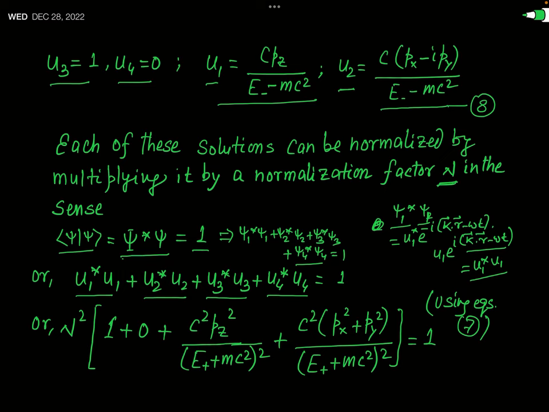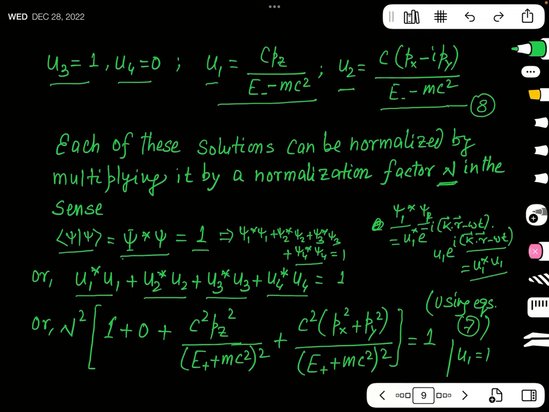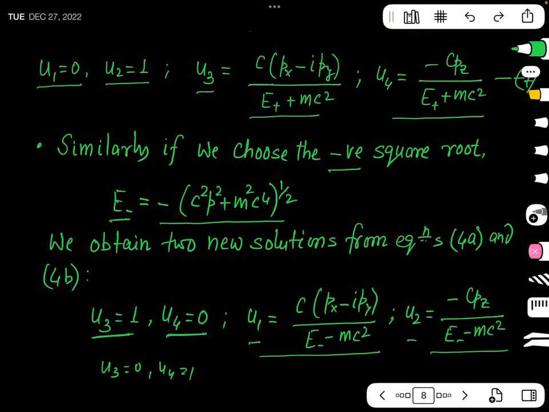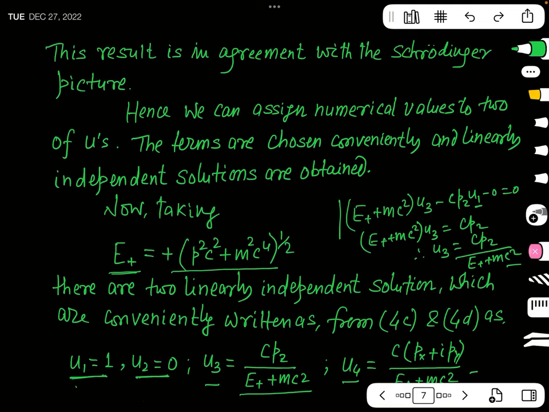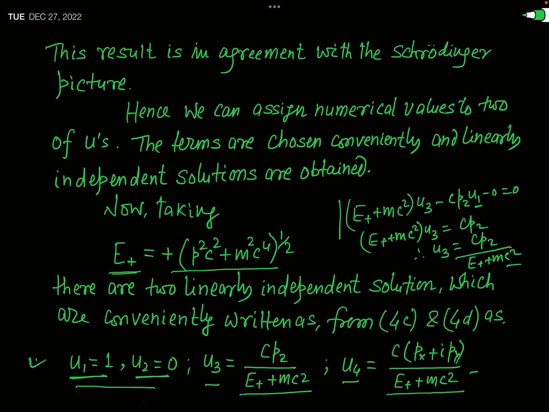So the value of u1 star, you know that u1 is equal to, in fact, 1. In fact, I have taken here the first set of solution. I am just going to take this solution. Remember, there are 4 solutions.